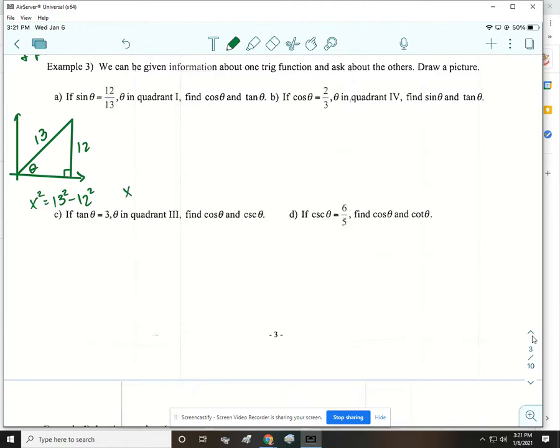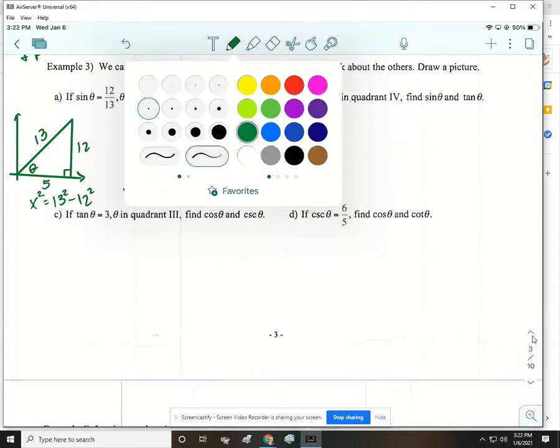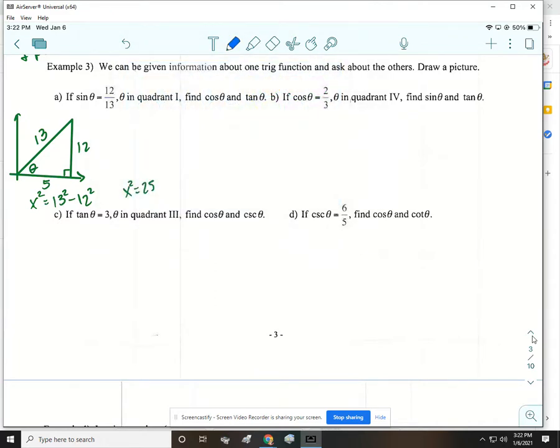All right, so that's going to be 169 minus 144, which is 25. So that is going to make x 5. So 5, 12, 13 is the Pythagorean triple. Knowing that definitely is going to save you some time. Now what we want to find from this triangle is the cosine of theta and the tangent of theta. Since our triangle is in quadrant 1, those are both positive. So for cosine, we will do the adjacent over the hypotenuse, and for tangent, we'll do the opposite over the adjacent.